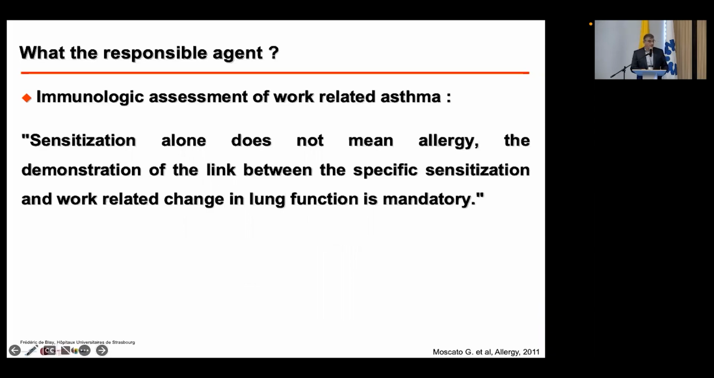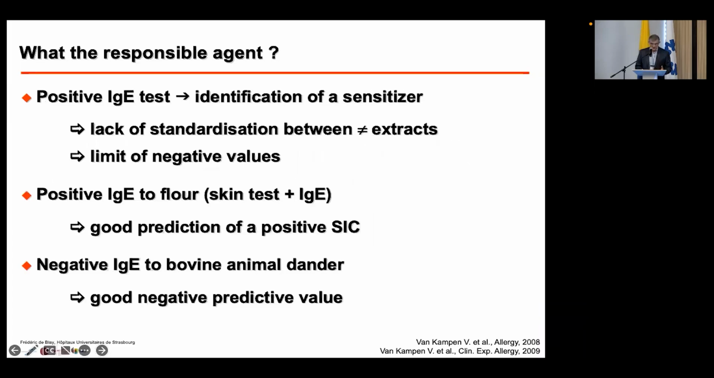Now, the last question, you suspected what is the responsible agent? And if you think it's an allergen, okay, you are going to look at the positive skin test. But the problem is that there is a lack of standardization between all these extracts. And this is the limit of negative value. If you have a negative skin test, it doesn't mean you could not have an allergy to wheat flour, because the quality of the extract is not good.